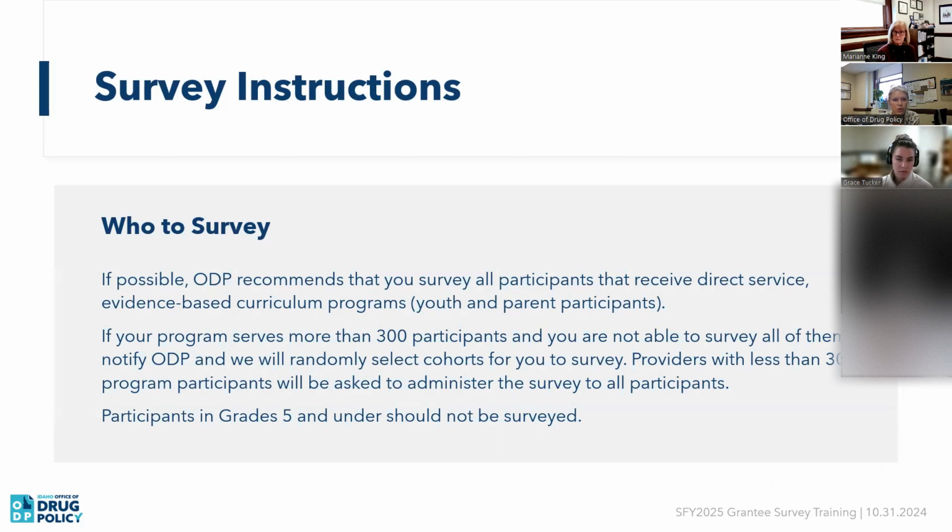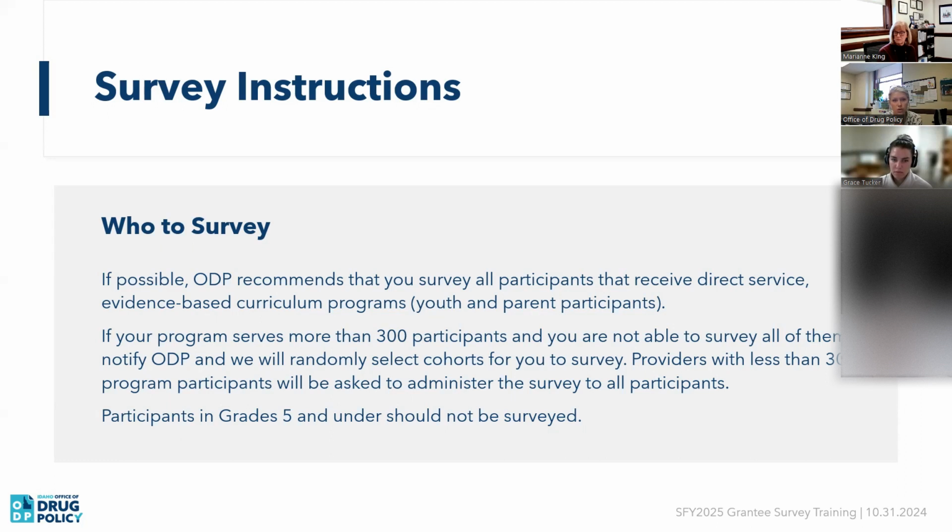So, survey instructions: who to survey. If possible, ODP recommends that you survey all participants that receive direct service evidence-based curriculum programs, youth and parent participants. If your program serves more than 300 participants and you're not able to survey all of them, notify ODP and we will randomly select cohorts for you to survey. Providers with less than 300 program participants will be asked to administer the survey to all participants. And again, participants in grades 5 and under should not be surveyed. And we also have those 2 surveys.